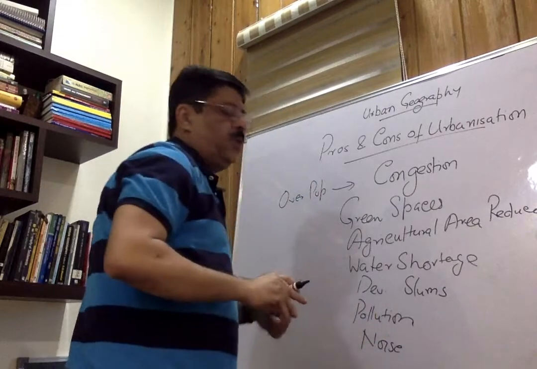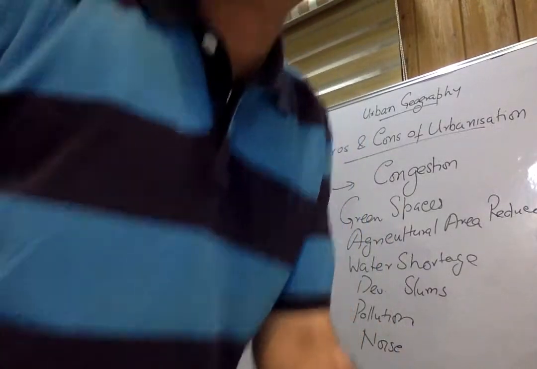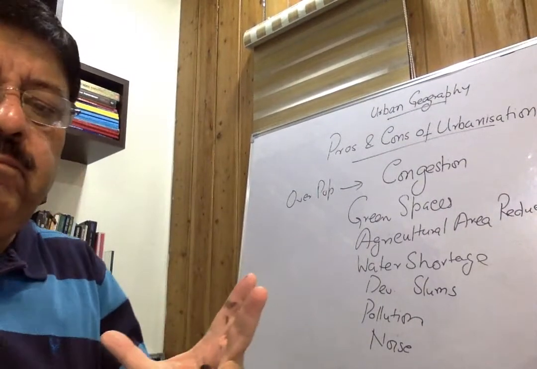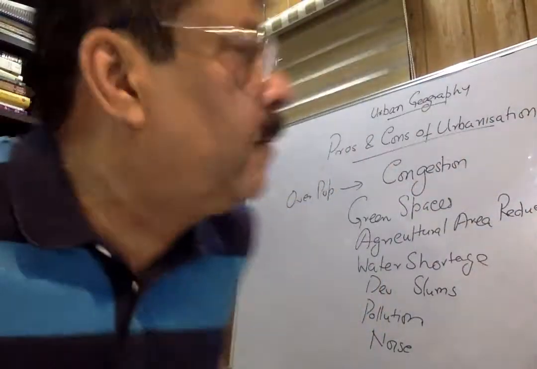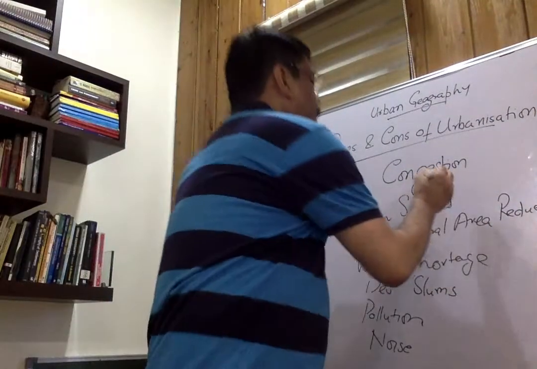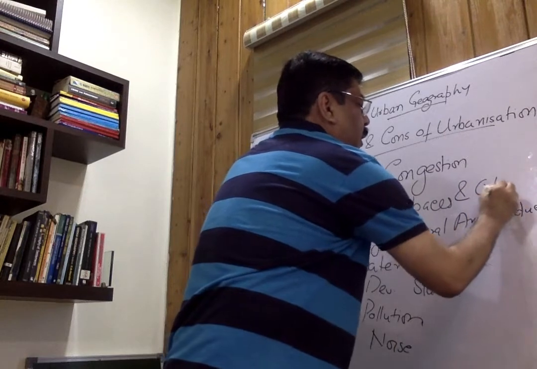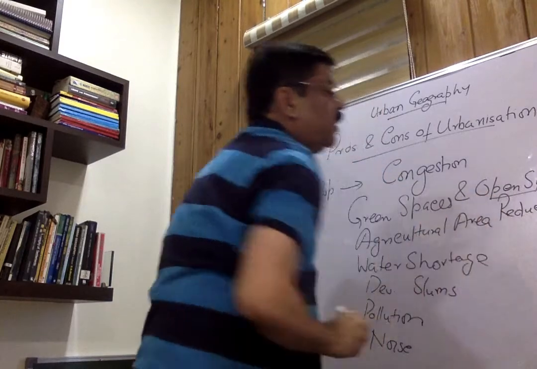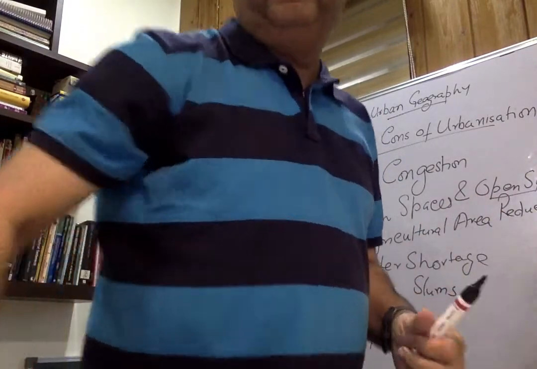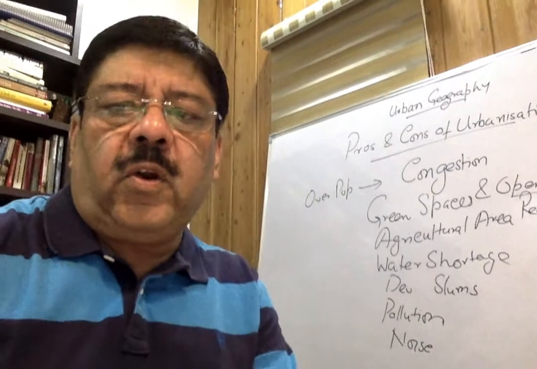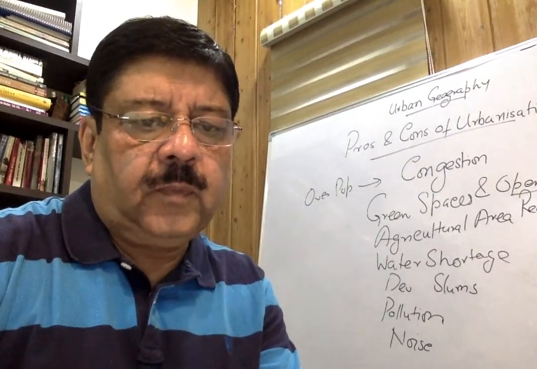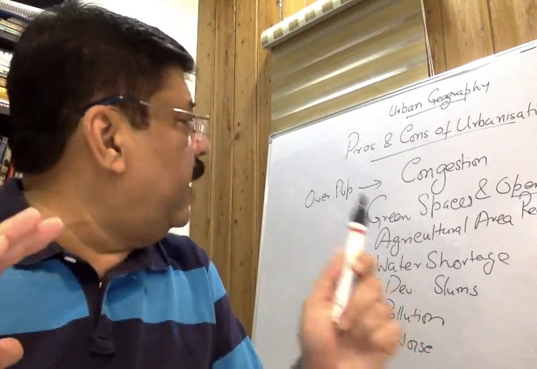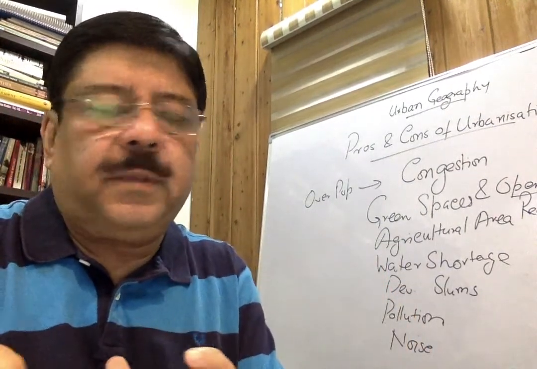What does noise pollution do? Noise is a very important aspect, along with congestion and lack of green spaces and open spaces. Not only green spaces are important, open spaces are also important, isn't it? Open spaces are important or not? Yes, sir. Okay, open spaces are important. So these are negative impacts of urbanization.